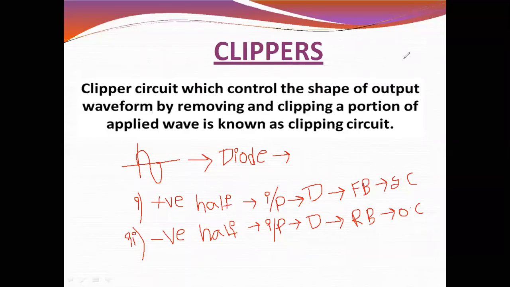To understand the concept of the clippers, you have to understand what happens when you apply a sinusoidal input signal to the diode. Please divide this sinusoidal input into two parts. First part is the positive half. When you apply the positive half of the input to the diode, obviously the diode becomes forward biased and it acts as a short circuit. When you apply the negative half of the input to the diode, the diode becomes reverse biased and it acts as an open circuit. Clear?